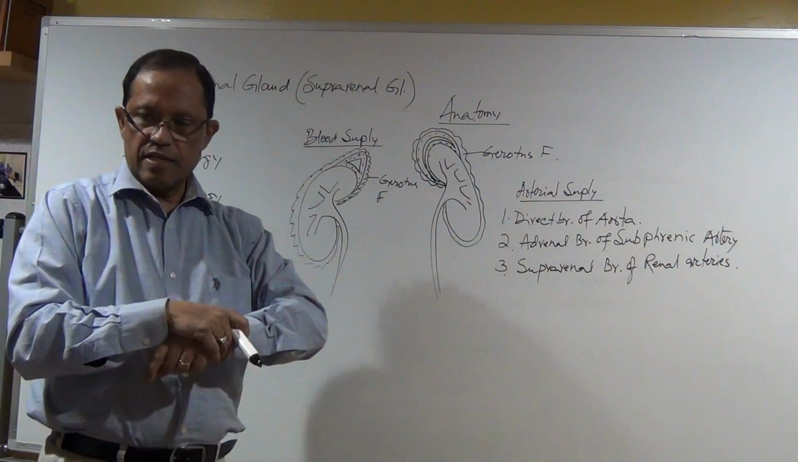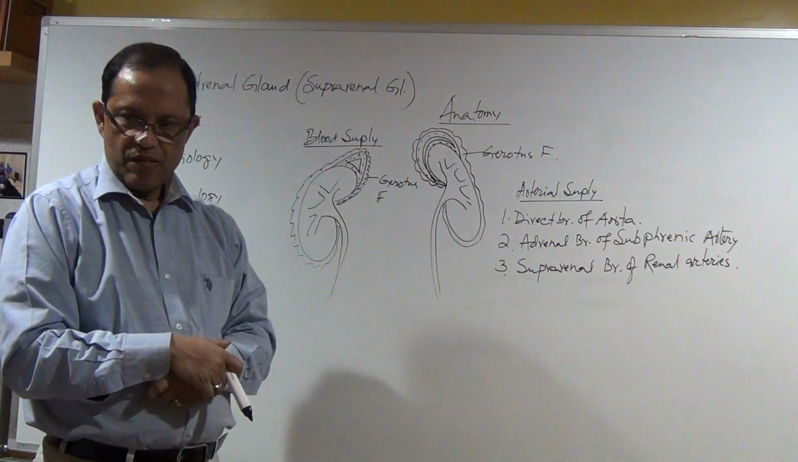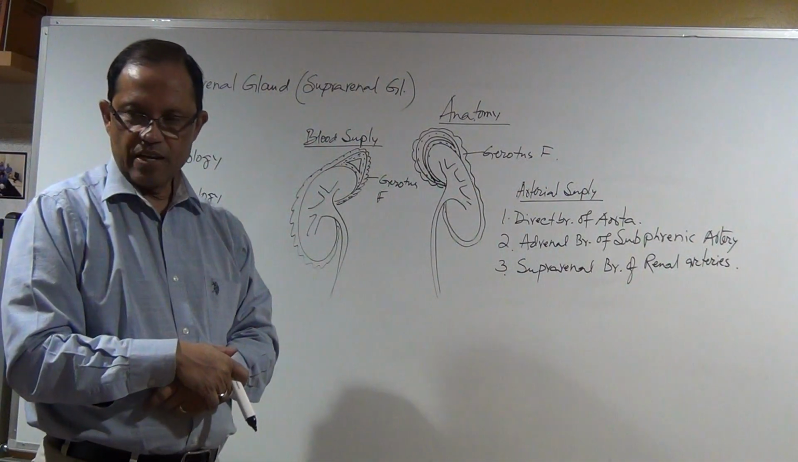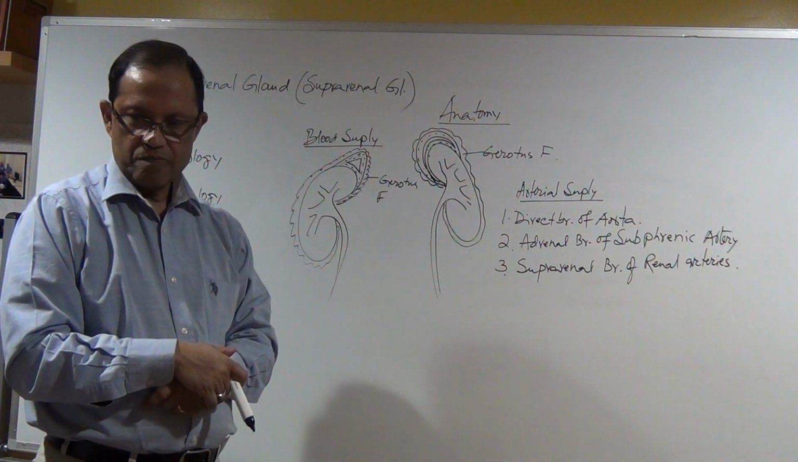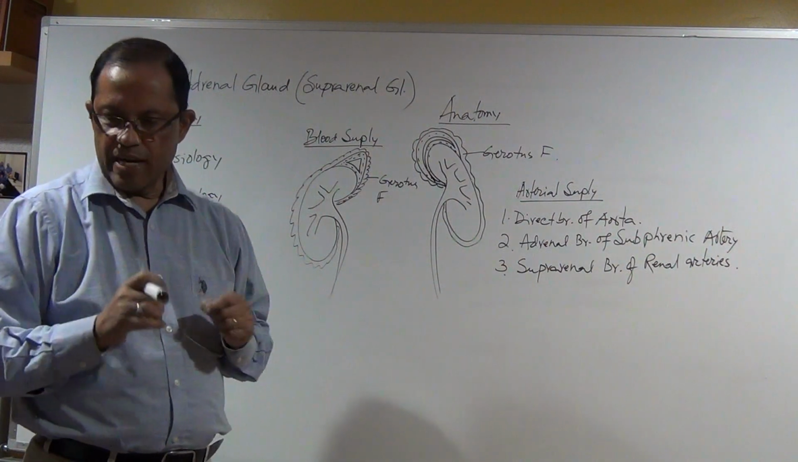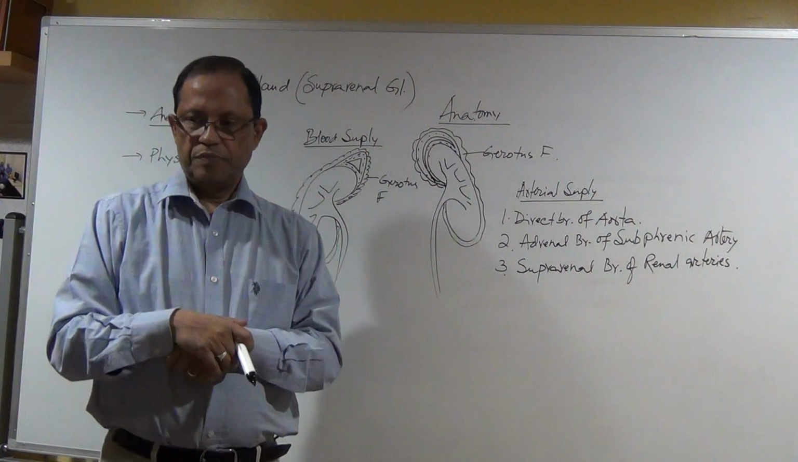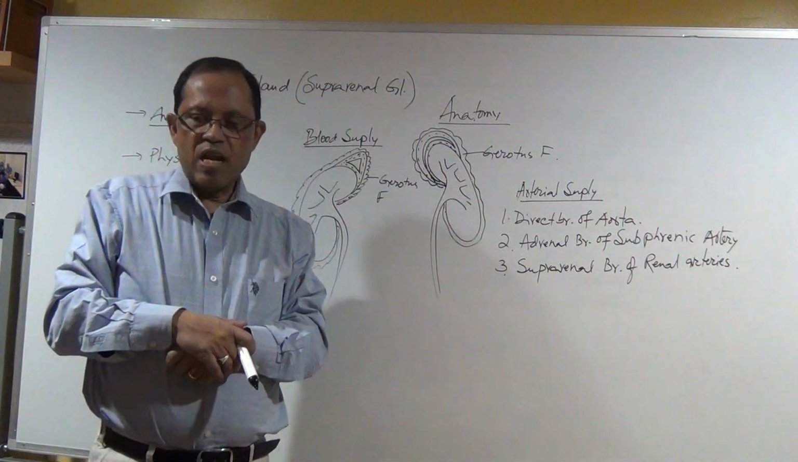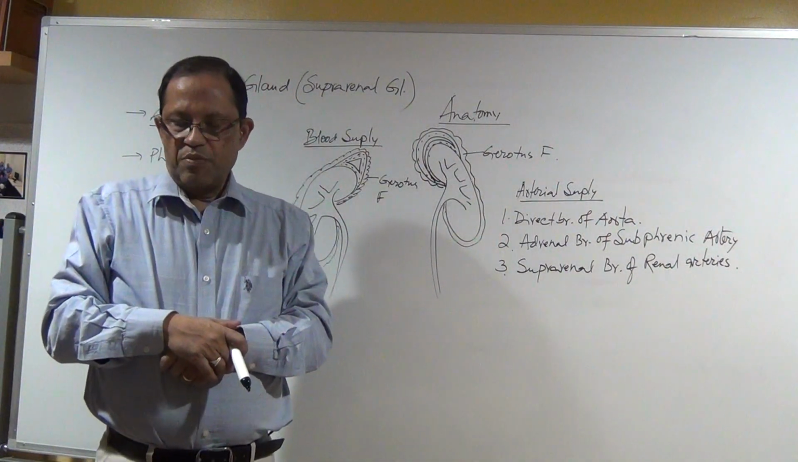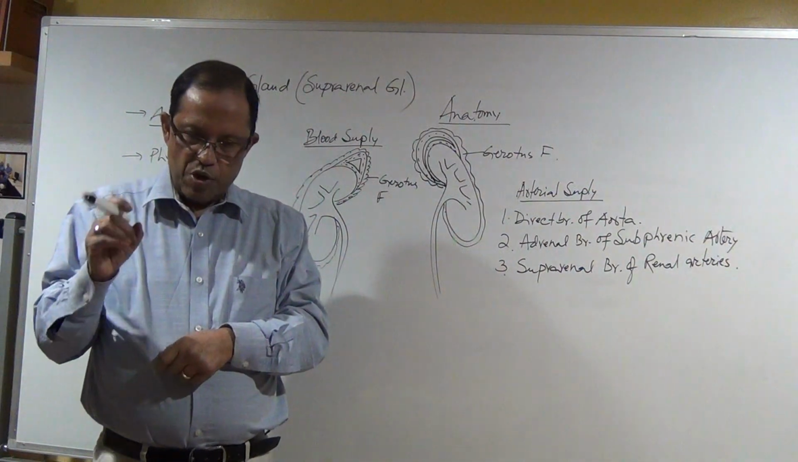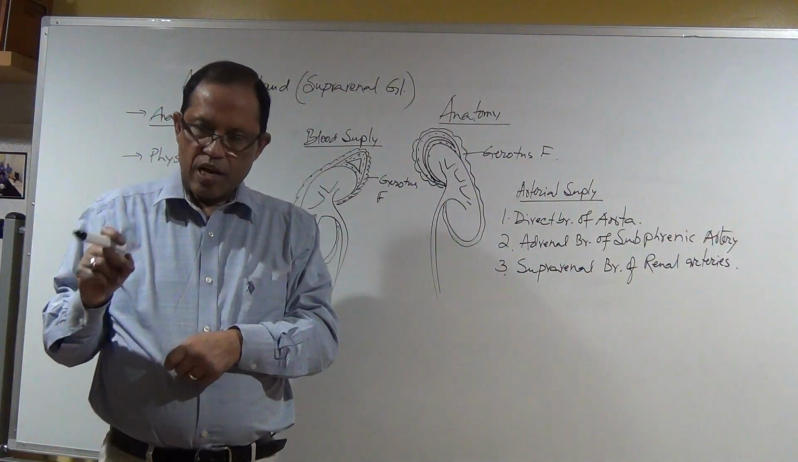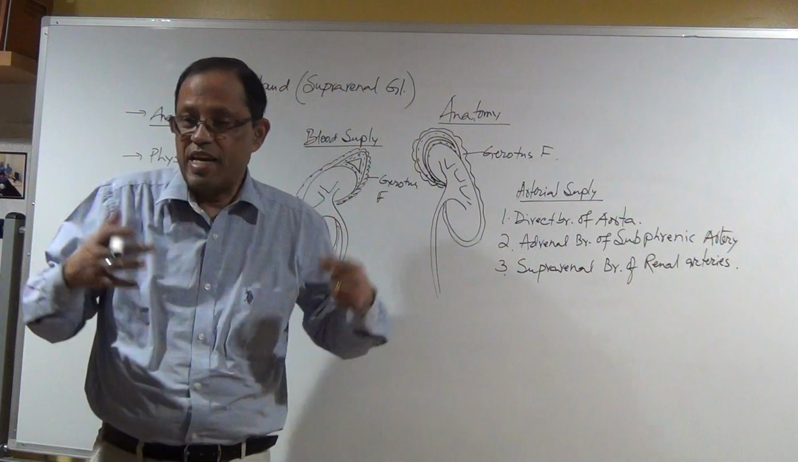Why is there a 3 arterial supply? Because these are endocrine glands. All endocrine glands in our body have more than 1 arterial supply, because the hormones they produce go directly into the blood. That's why they need more blood.